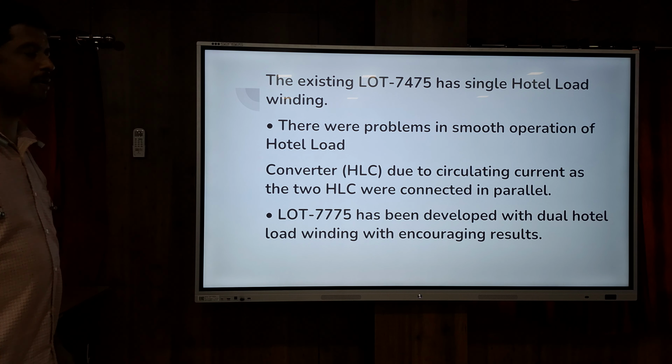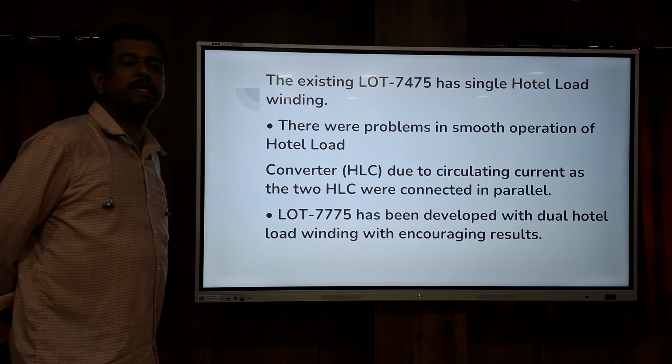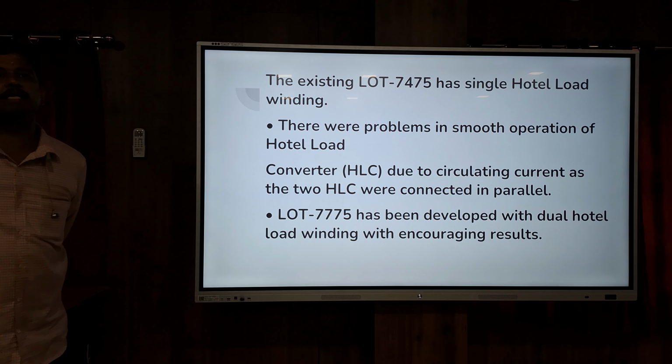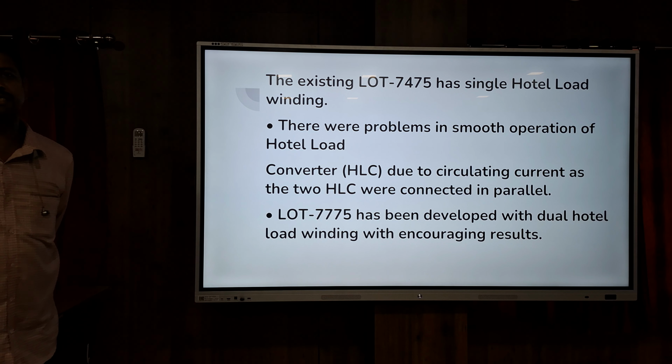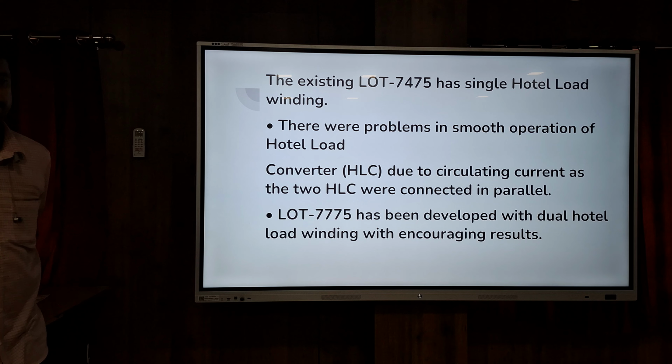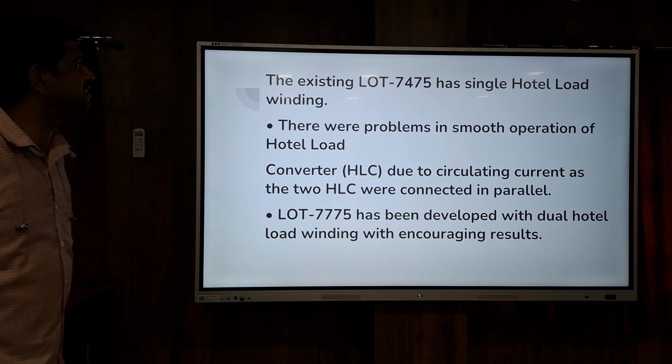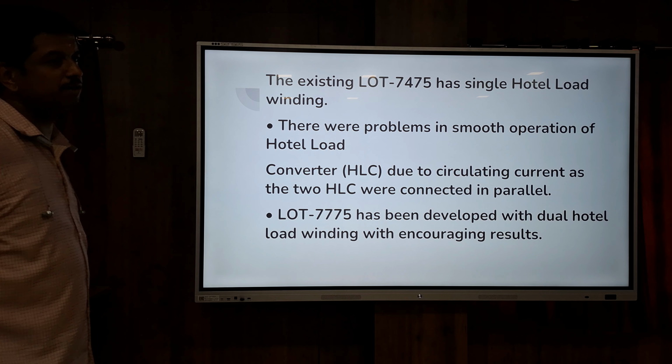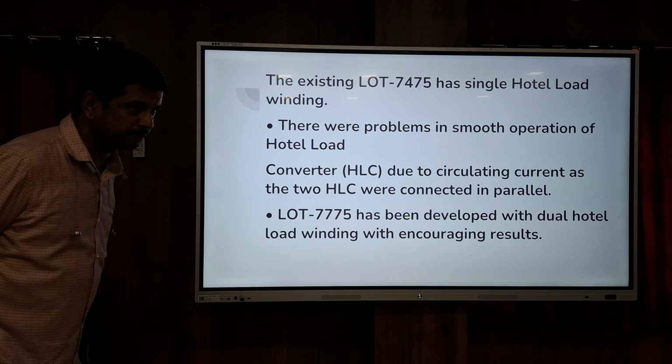150 square mm into 2 cables is provided for reliability and safety. Earlier, when WG9 was there, this hotel load concept was not there. Its capacity was less, only 6775 kVA transformer. Later on, hotel load was implemented, and at that time a 7475 kVA transformer was provided.